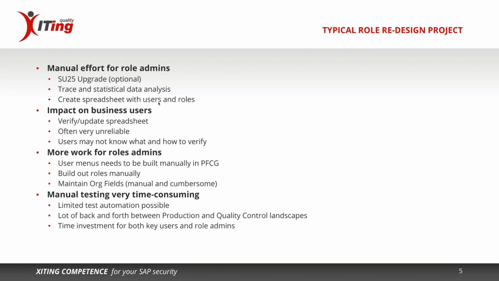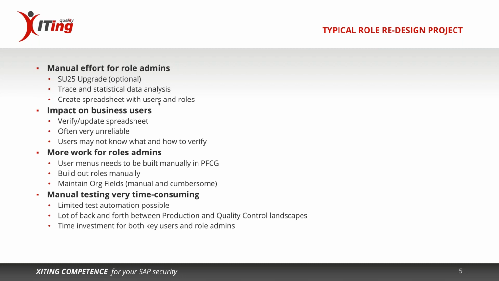But the business users don't necessarily know what roles they need. They just know what they need to do, what T-codes maybe they need to get their job done. So that input is not very reliable either, and so it becomes an unreliable spreadsheet at the end of the day, and an unreliable base that you use to build your roles. And then once you have your spreadsheet done and you think you're happy with what you have, you go back to PFCG and you start building those roles.